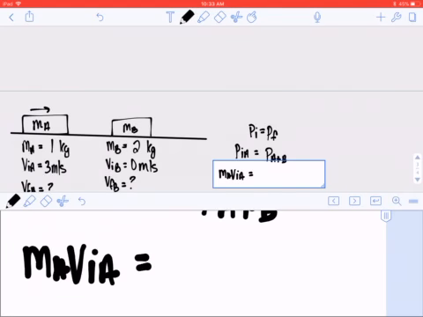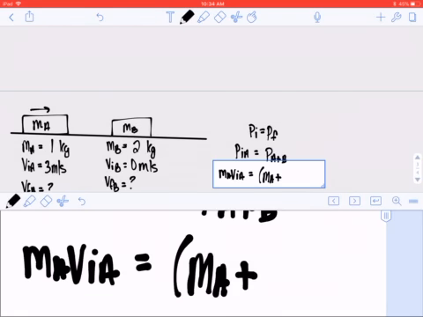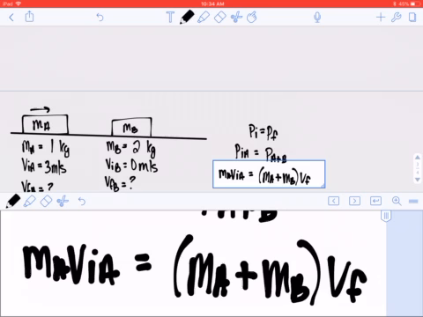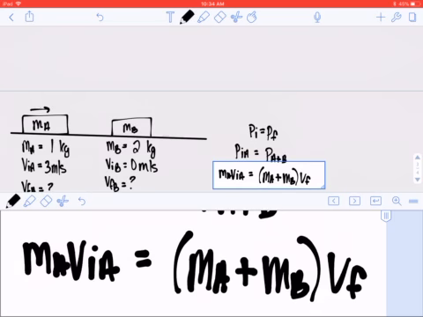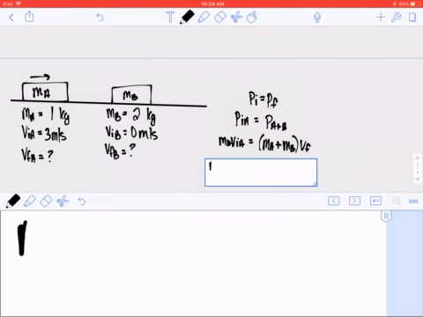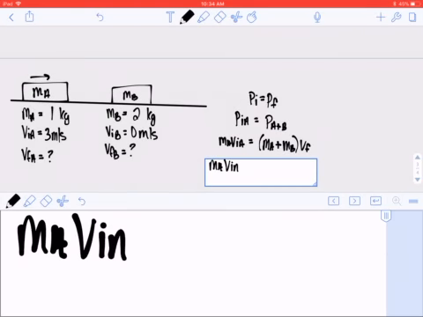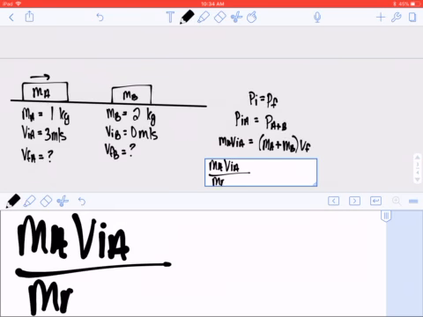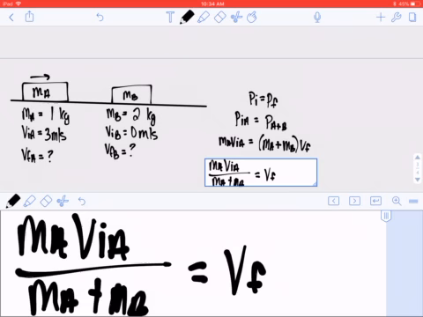Since it's one giant object, we have to do the total mass on this right side of the equation. So it's going to be mass A plus mass B, all times the final velocity of both objects. Again, it's the total mass because they move as one object. To solve for final velocity, I'm going to divide both sides by what's in the parentheses. So I get the mass of A, velocity initial A, over mA plus mB. That's going to equal my final velocity.